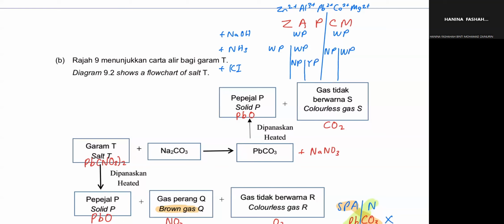P means precipitate. So W means white precipitate. NP means no precipitate form, means soluble. YP means yellow precipitate form.